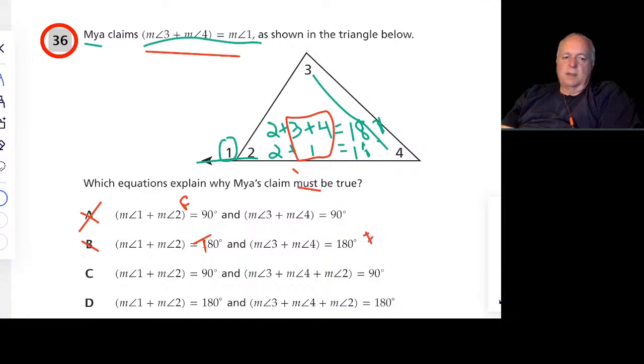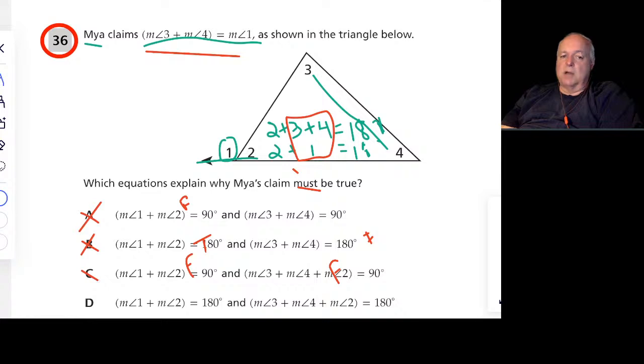Okay, C. 1 plus 2 is 90. We already said that was false. And then 3 plus 4 plus 2. No, 3 plus 4 plus 2 is 180. So that's false. So false and false is false. So that's out. So if we did this right, the last one should be.